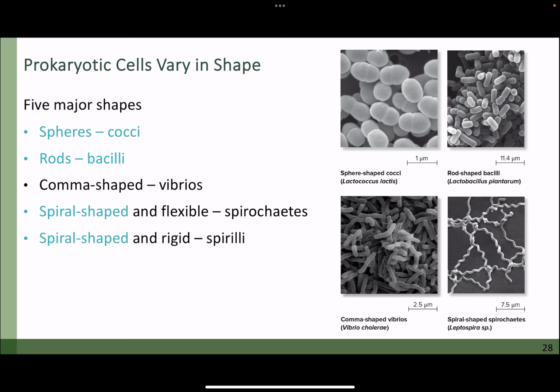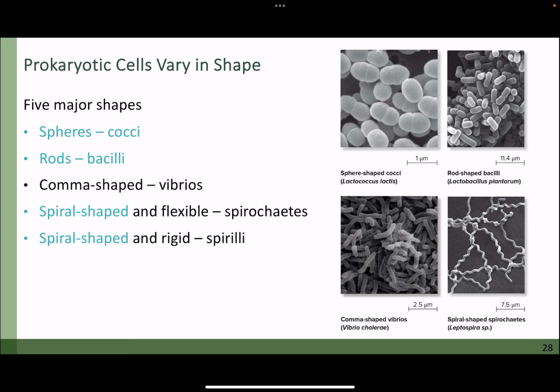So in all of our prokaryotic cells, we're basically going to have a membrane, a cell wall, and the DNA inside. So there's very little morphological difference between prokaryotes. They do come in 5 major shapes. Generally, they are spheres, rods, and spirals. Now you'll notice here there are a couple other variations.